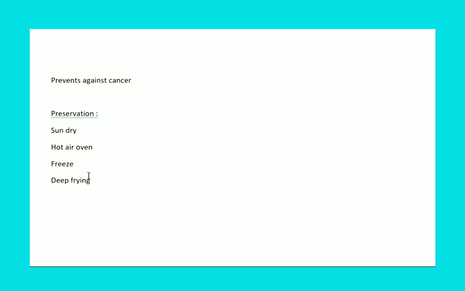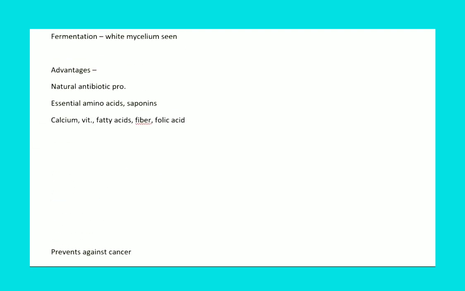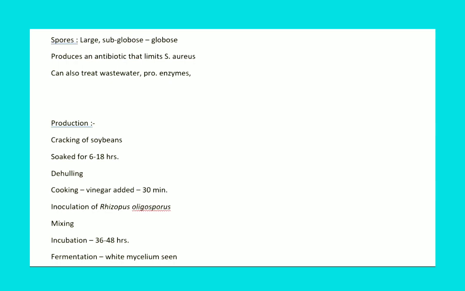So after the manufacturing, how is the tempeh preserved? There are basically 4 processes through which you can preserve tempeh. You can either sun dry it, or dry it in a hot air oven at a temperature of 69 degrees Celsius. You can also freeze it at minus 15 degrees Celsius, or you can deep fry it and have it in sauces, sandwiches and salads.